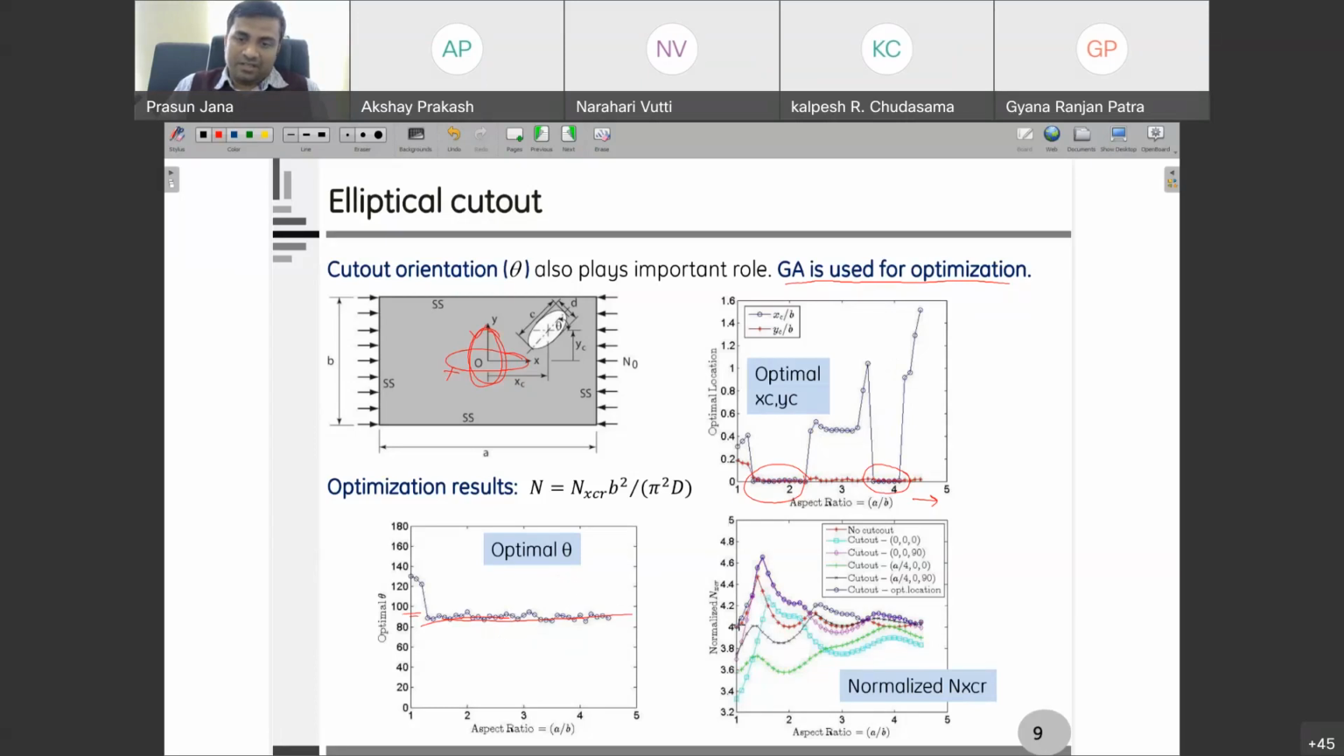And here, this plot is showing again that if we choose a certain predefined position of the cutout, then whatever buckling.